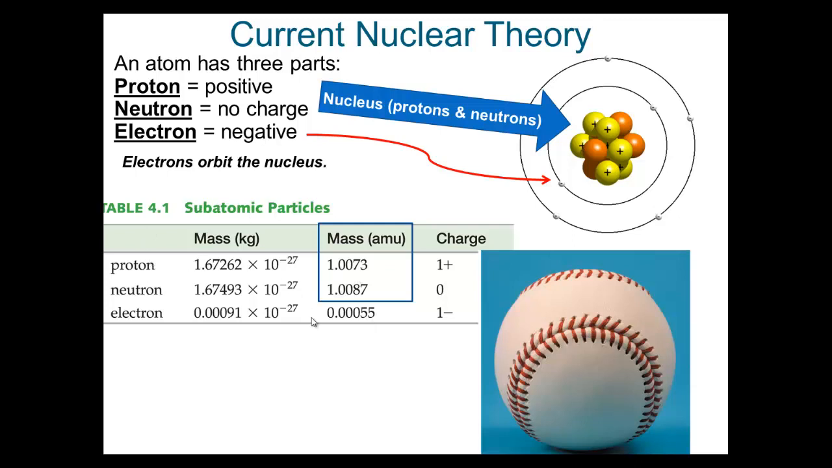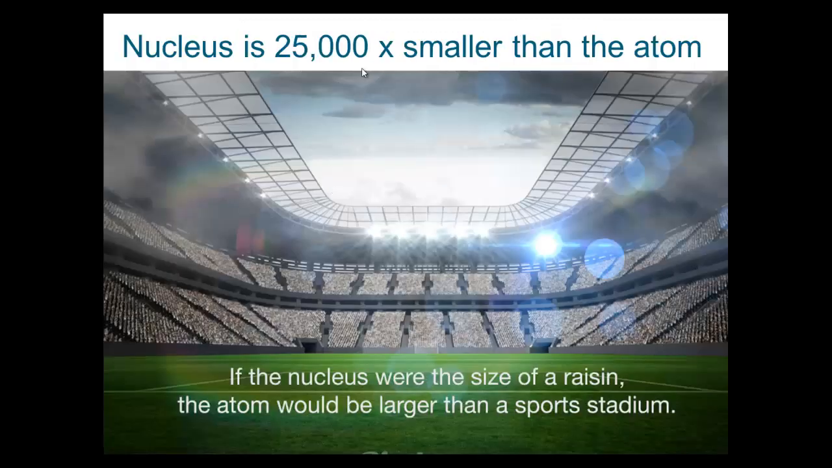And if you were to do an analogy, this baseball here would represent your proton, and this grain of rice would represent your electron. So most of the atom's mass is in the nucleus. It says here the nucleus is 25,000 times smaller than the atom, and if the nucleus were the size of a raisin, the atom would be larger than a sports stadium. So even though most of the mass is in that nucleus, there's a lot of space that the atom has, and that's where all those electrons are.